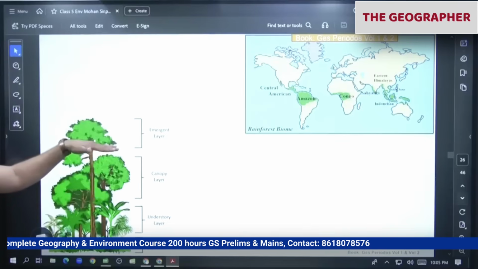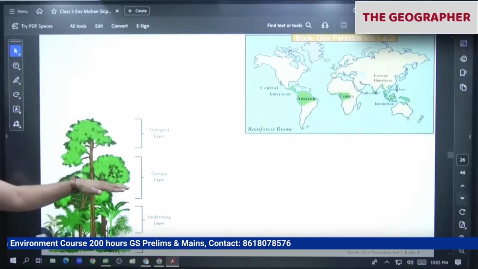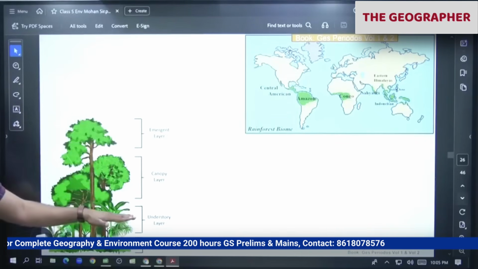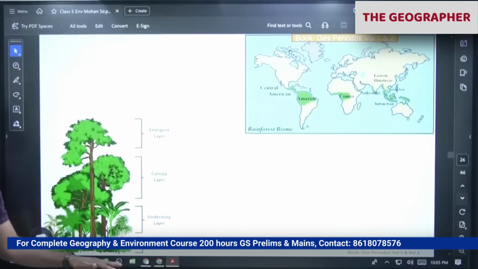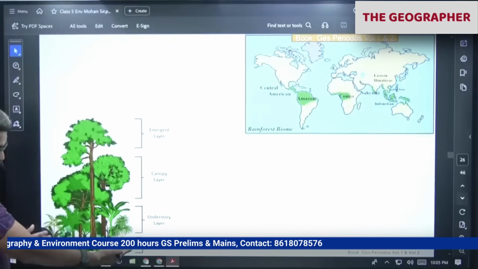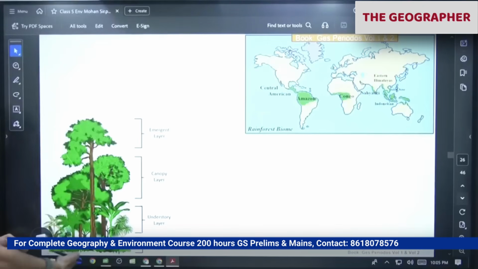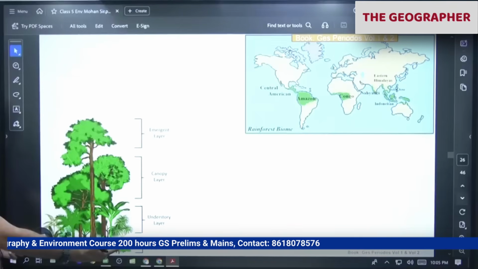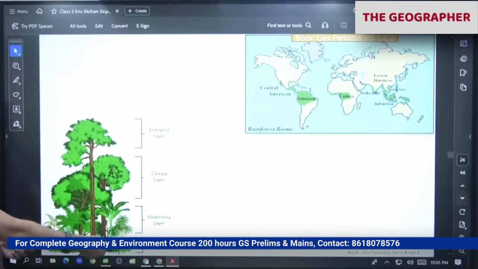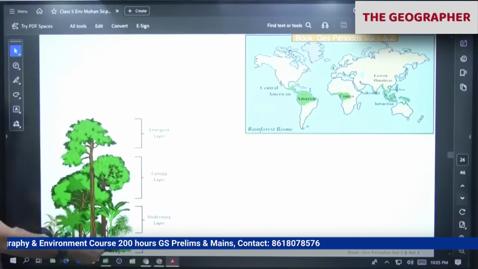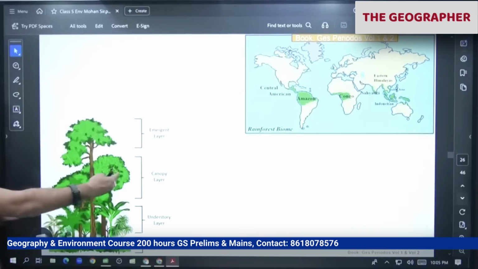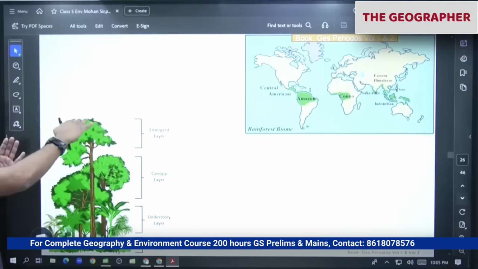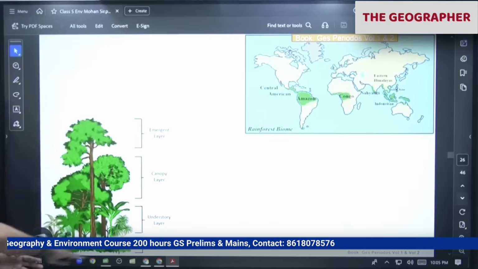They are called the emergent layer. Okay. Then we have canopy layer, other trees. Then understory. Then ground, forest floor. So the forest will have 4 stages. Vertical growth, you can see one layer above the other. On the ground, we have only herbs, shrubs, bushes here. Then we can see some understory plants here. Then canopy, then emergent. So they'll ask, in which biome do we have 4 layers of forest?